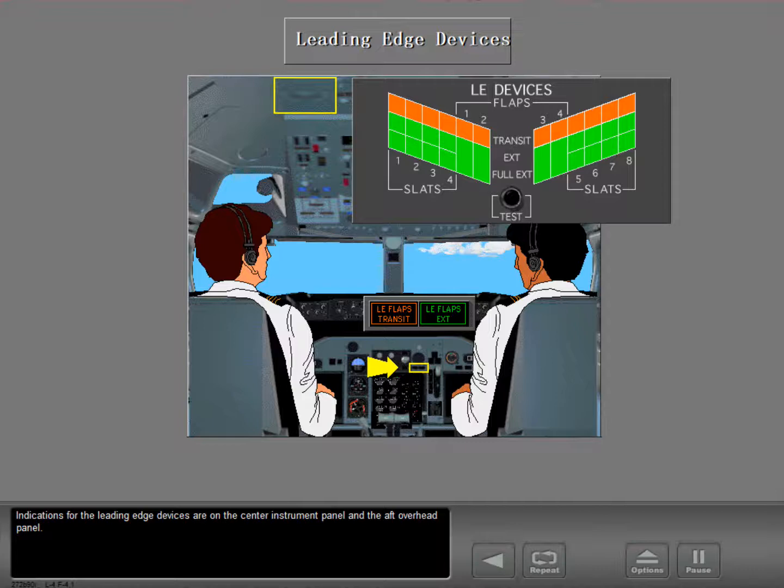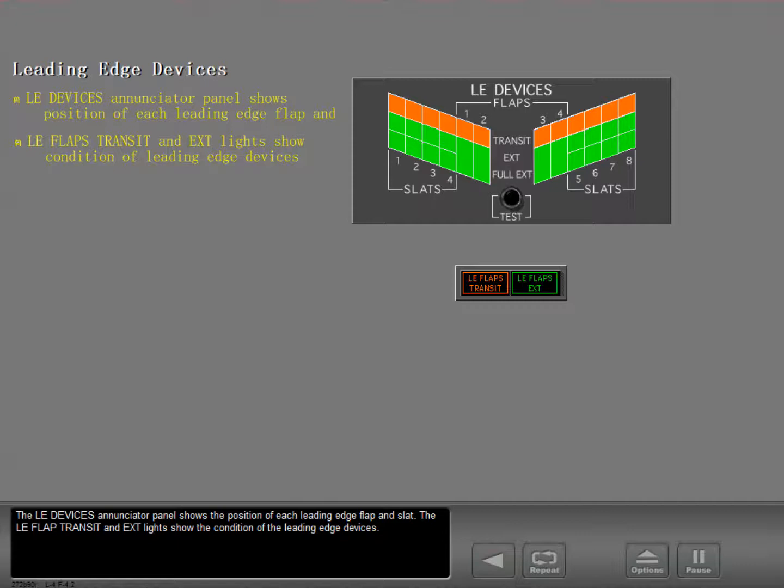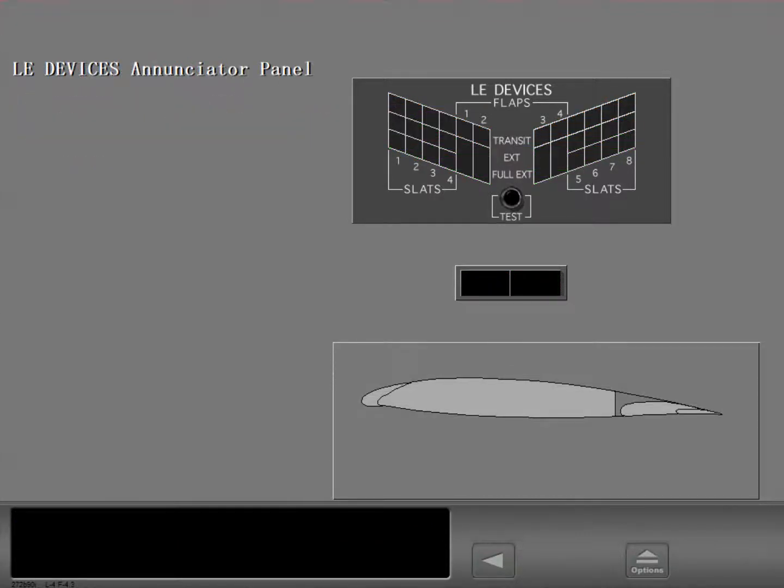Indications for the leading edge devices are on the center instrument panel and the aft overhead panel. The leading edge devices annunciator panel shows the position of each leading edge flap and slat. The leading edge flap transit and extended lights show the condition of the leading edge devices. When all the lights extinguish, the devices are retracted.